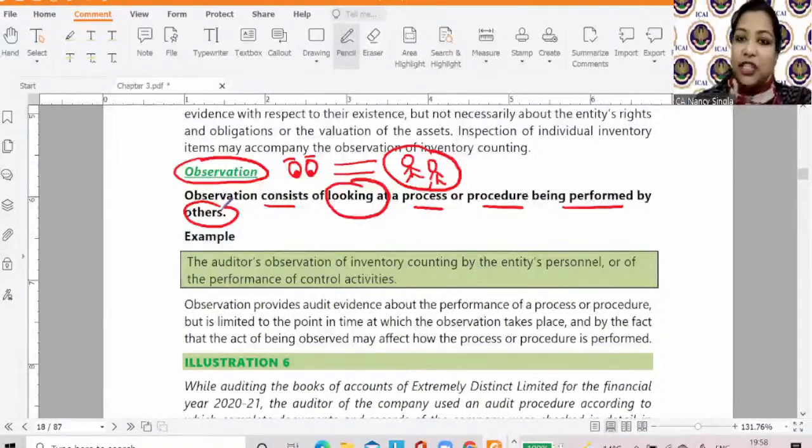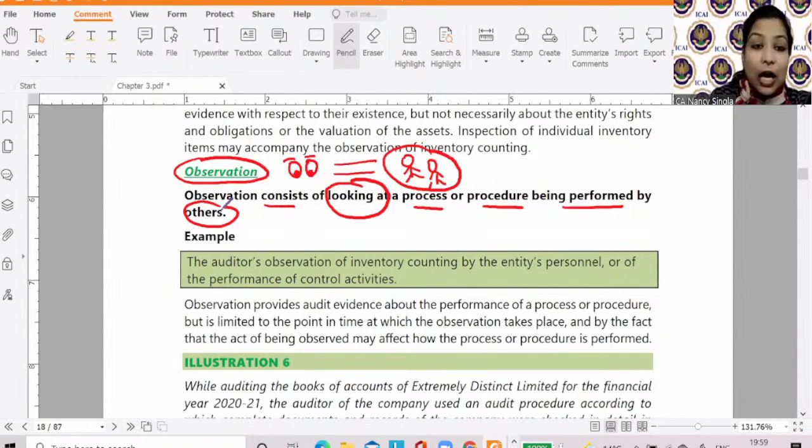In the same way, when I'm observing the process, it might happen that management knows the auditor is looking, so they will perform the inventory count very well, and as soon as the auditor is gone, that process is also gone. So there is a limitation that observation is limited to the point at which observation takes place. Only for that time do you get to know whether the work is done well or not. And the fact that you are being observed may affect the process or the procedure, the way it is being performed.